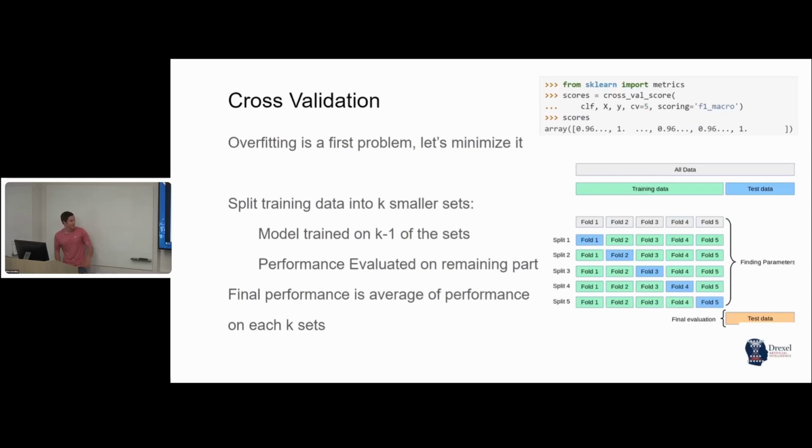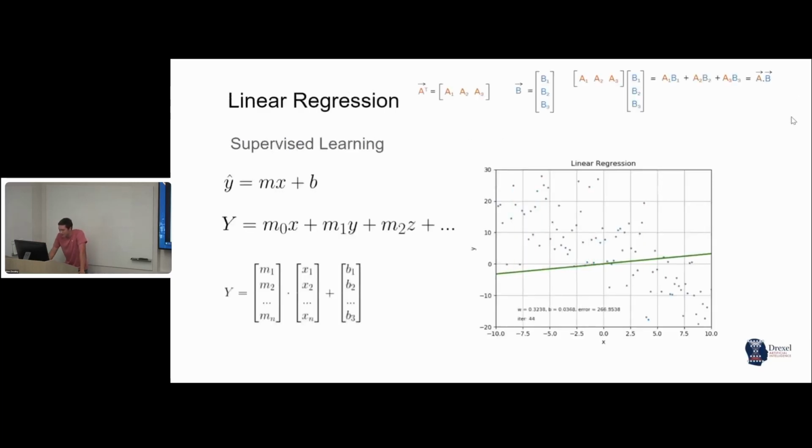As in the figure, the model is trained on K minus one of the sets, so the first folds 2 through 5, and then the model is tested on fold 1. Then you keep looping through each of those folds, so it's tested and trained on essentially new pieces of data, and a final performance is averaged over the K sets. That's how it works, and that's how you do it in Scikit-Learn.